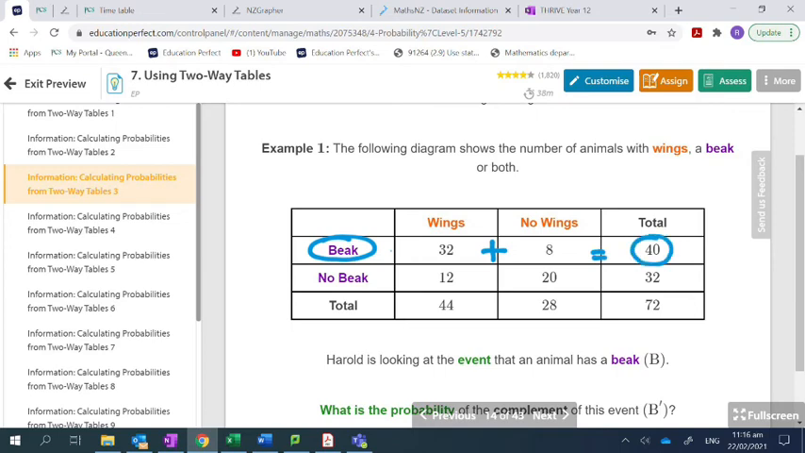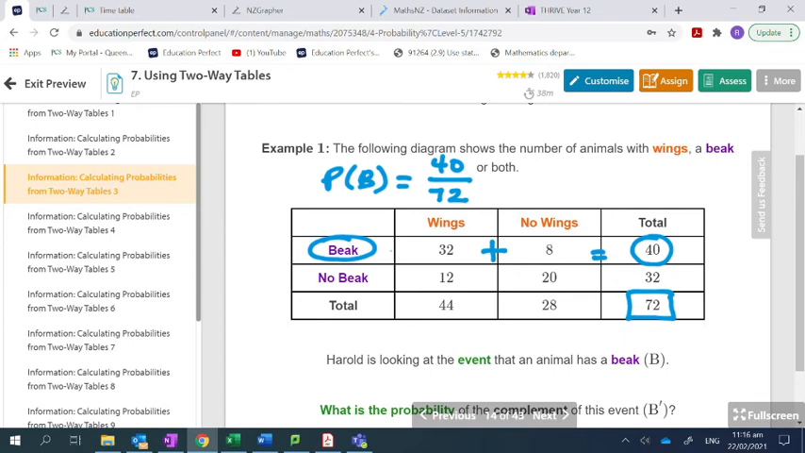How many animals total have a beak? 40, right? So that's a success in our scenario here. So the probability of having a beak is 40 out of how many total animals in the study? 72. And of course, 40 over 72 would reduce as a fraction. You could also change it into a decimal and then change it into a percentage. Okay? So everybody see how that works?